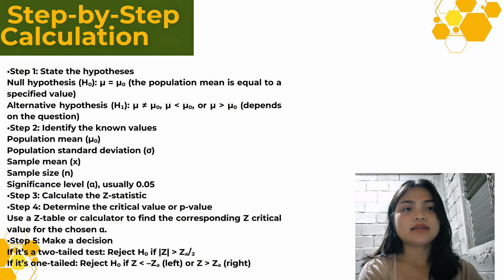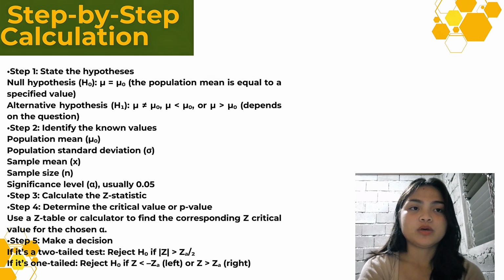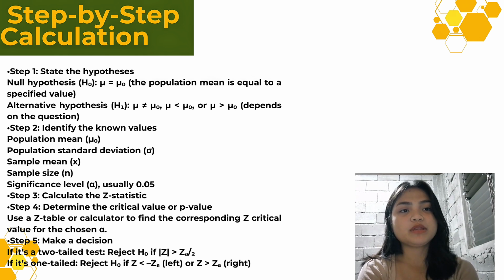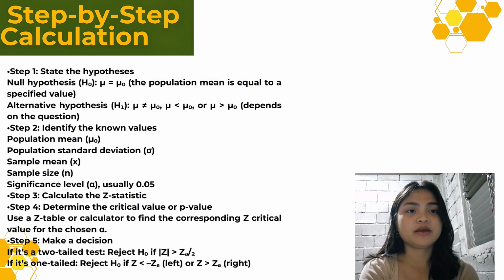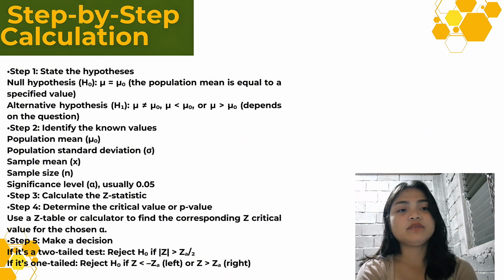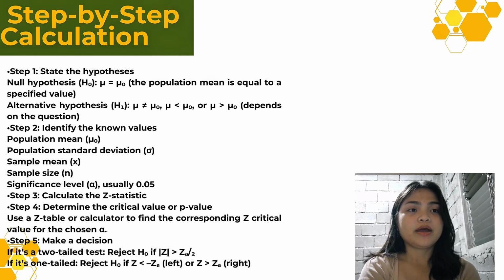Step 1. State the hypothesis. There are two, the null hypothesis and the alternative hypothesis. Null hypothesis is when the population mean is equal to a specific value. Alternative hypothesis is when the population mean is not equal to a specified value, the population mean is less than the specified value, or the population mean is greater than the specified value. It depends on the question.